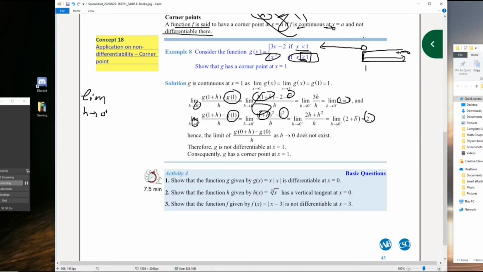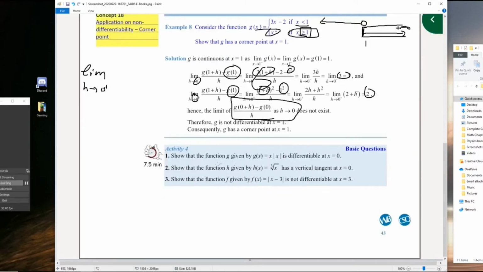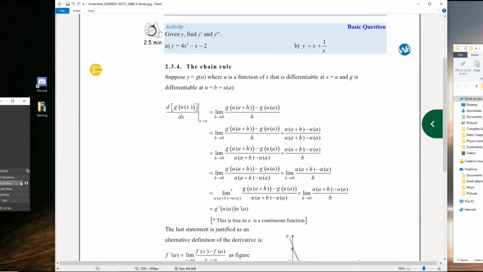That makes it a corner point, because the derivative, or the limit of this as h approaches 0, does not exist. Why? Because the left hand derivative is not equal to the right hand derivative, signaling a sudden shift in slopes. So definitely it has a corner point. It's not differentiable at that point. That's pretty much it. So next page.